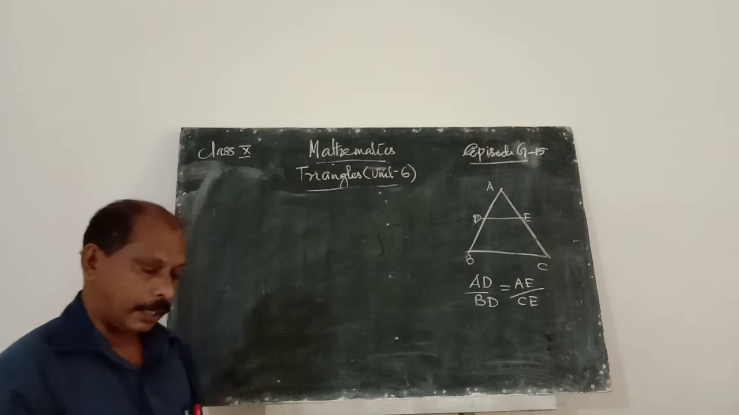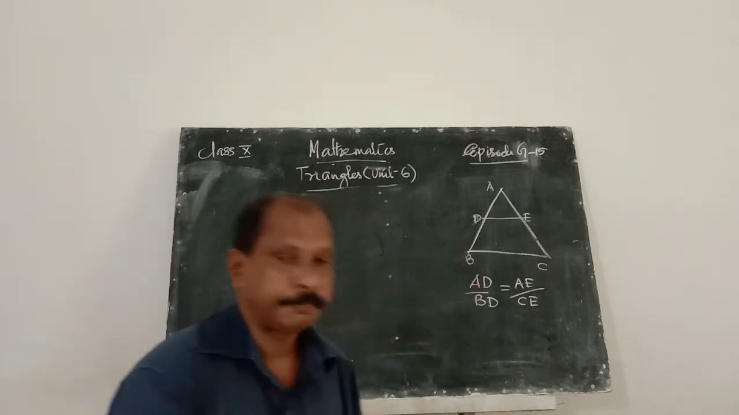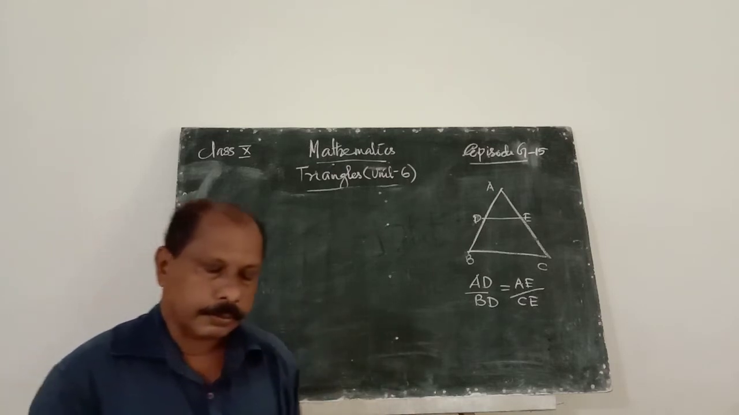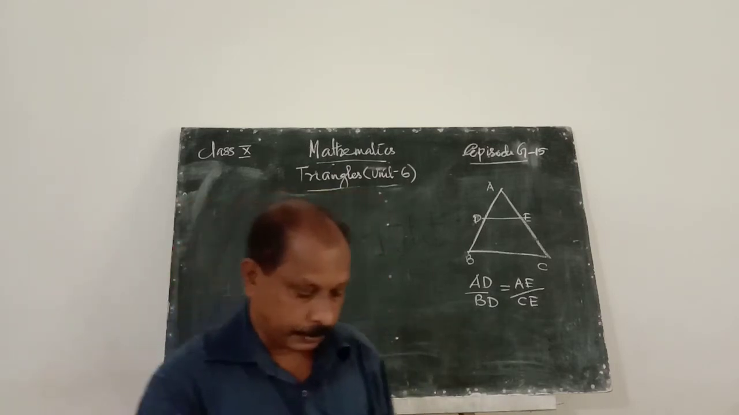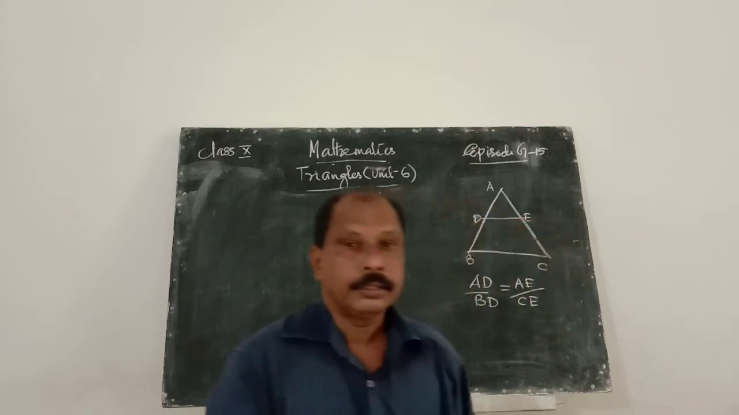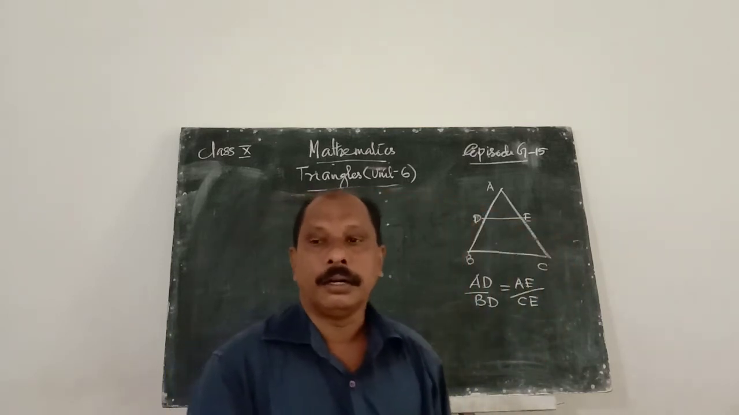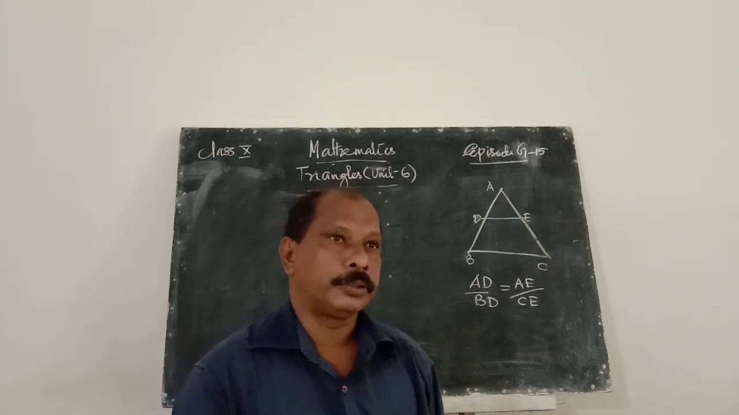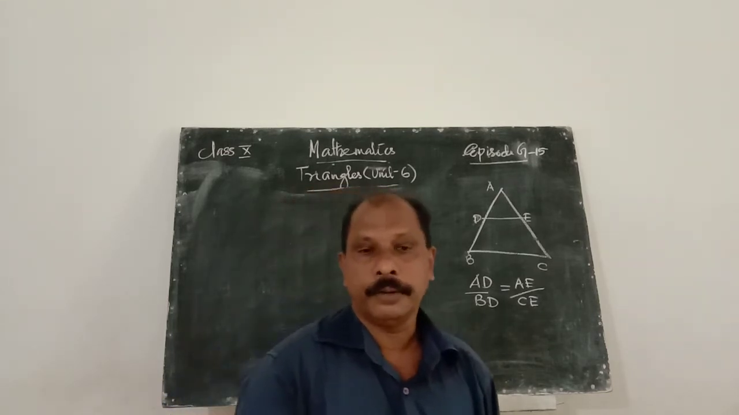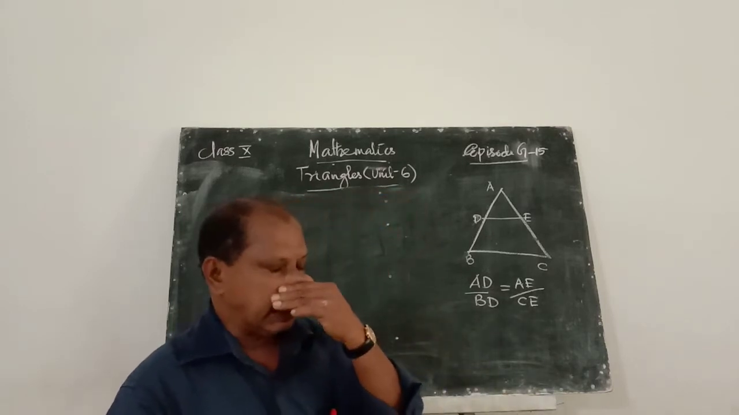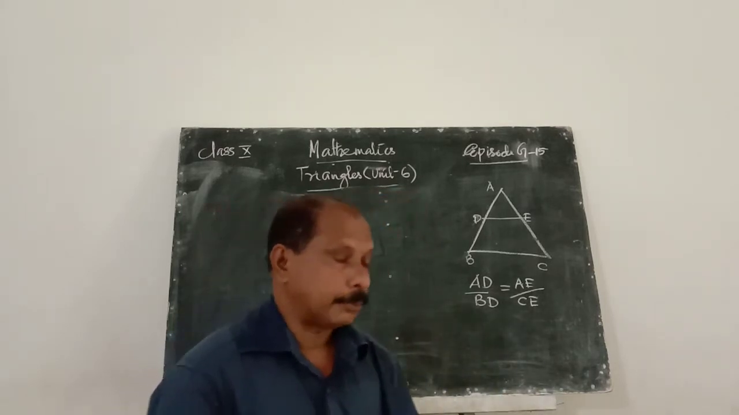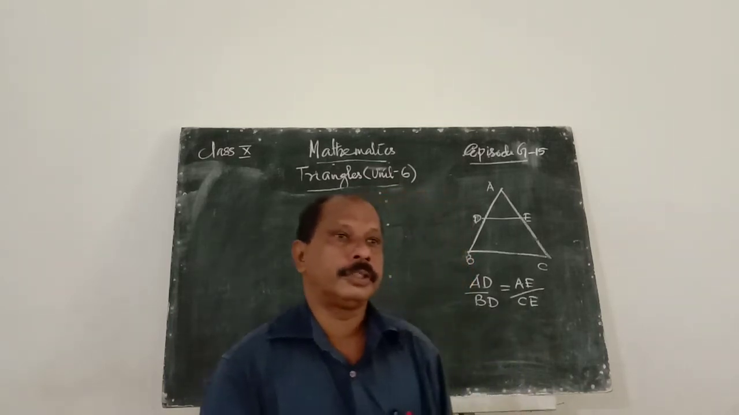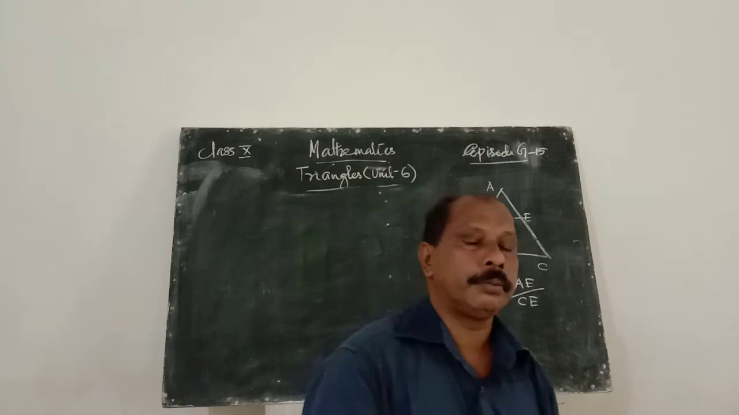Once again, the theorem, that is the basic proportionality theorem. What is the statement of that theorem? In a triangle, the line joining two points on two sides of a triangle, if parallel to the third side, divides the other two sides in a constant ratio. That is the statement of the basic proportionality theorem, theorem number 6.1.